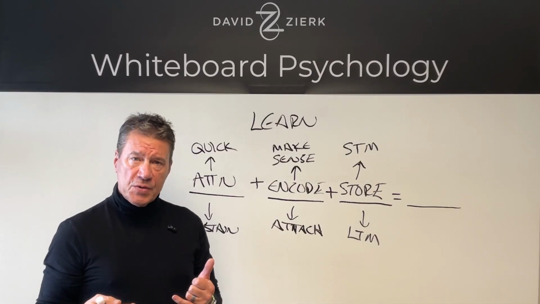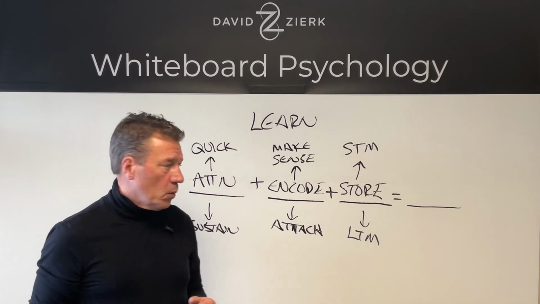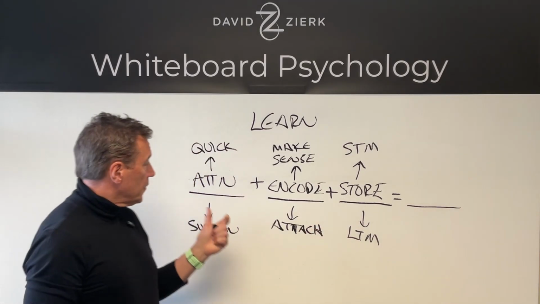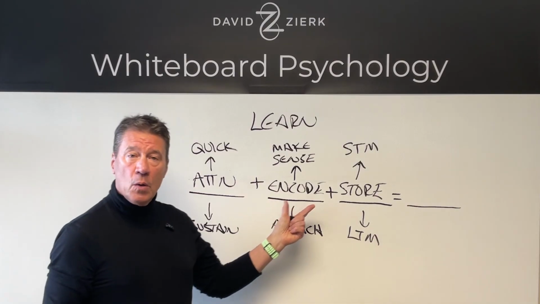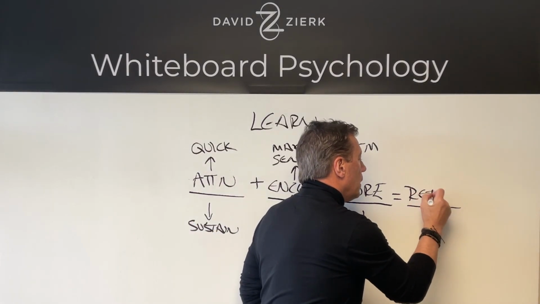1 + 1 = 2, for instance. Who was president of the United States at the time of the Civil War? By the way, it was Lincoln. That's long-term storage. So we pay attention to something, we encode it, we store it so that we can retrieve it.